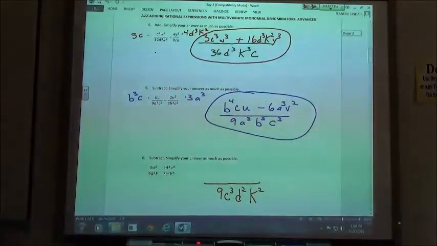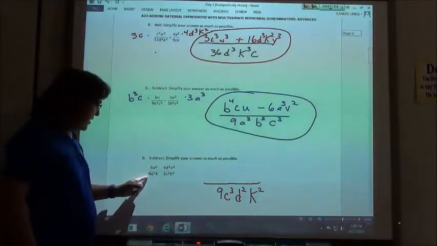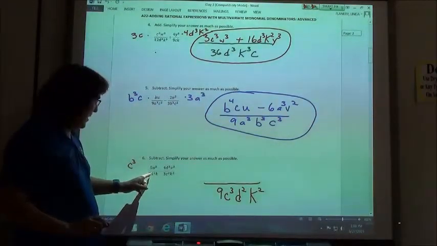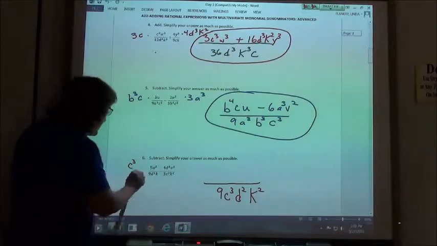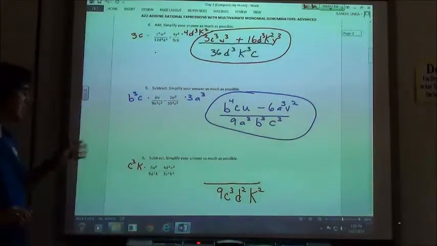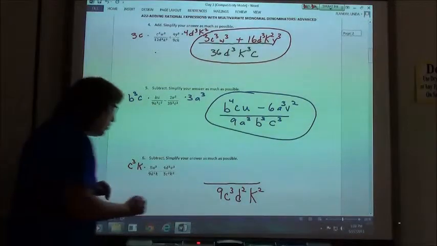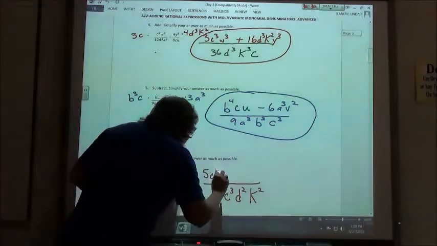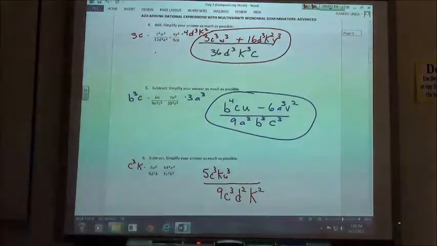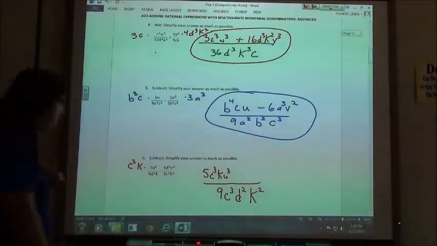So making my equivalent fraction, I've got the 9. I need the c to the third. I've got the d squared, and I only have one k, so I need another k. So I'm going to get 5c to the third, k, u cubed. And again, if you put your variables in a different order, that's fine.